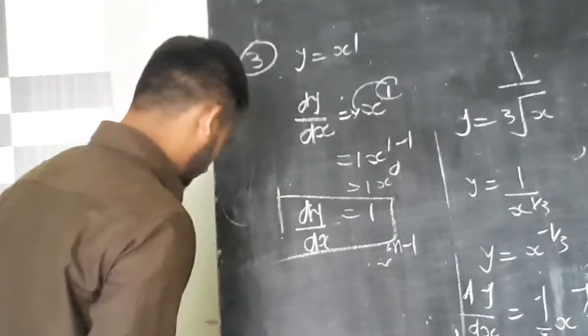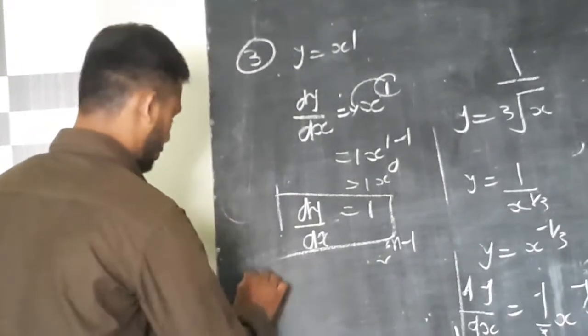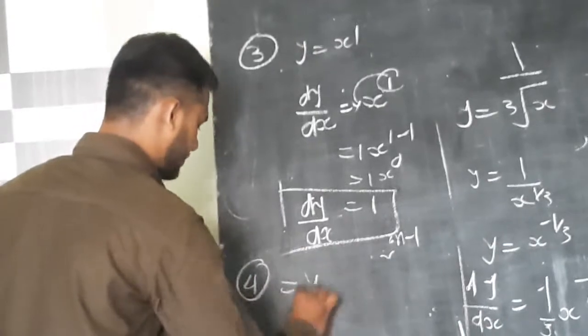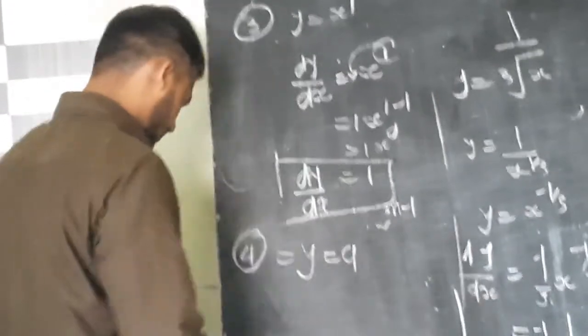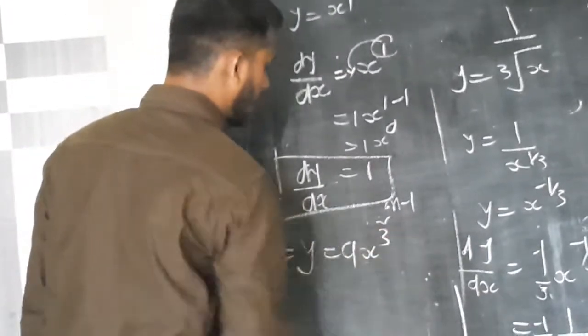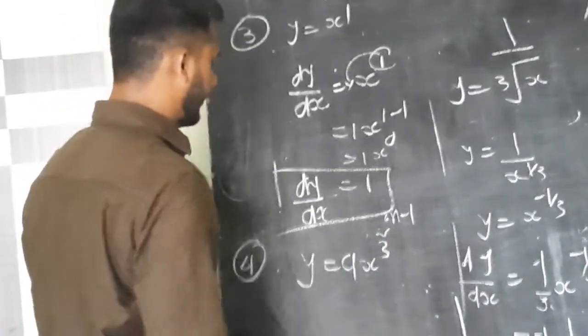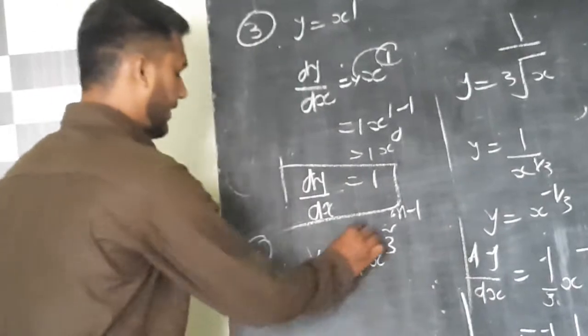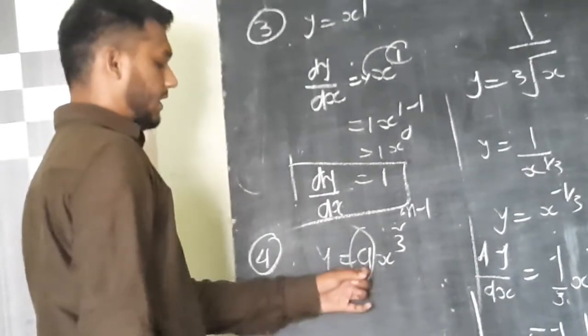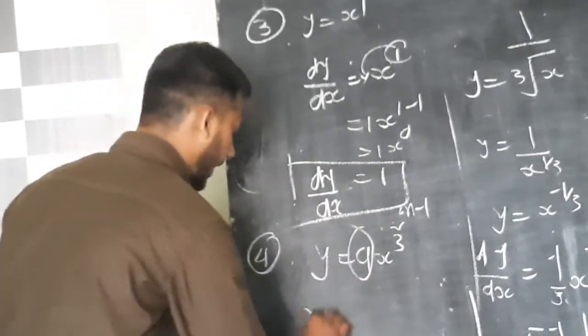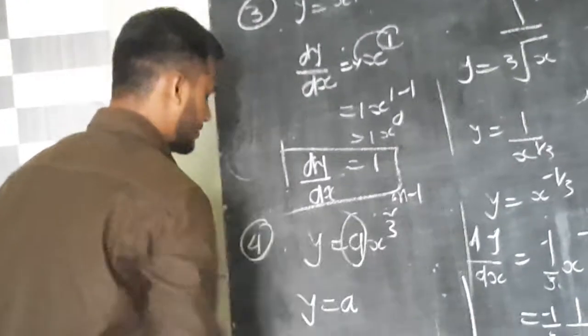So formula number 4 is y equals a into x raised to 3. Okay, y equals a into x raised to 3. In this case we can find out how we will get the value. So a will be constant. Okay, a is equal to constant. So y equals a, and constant terms are there.